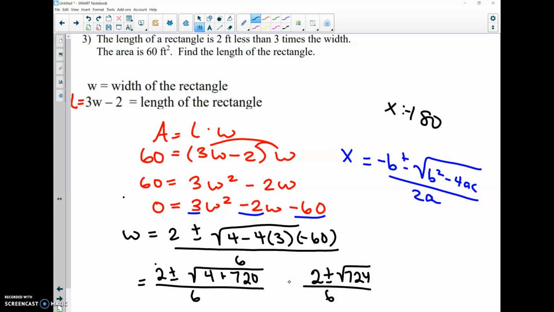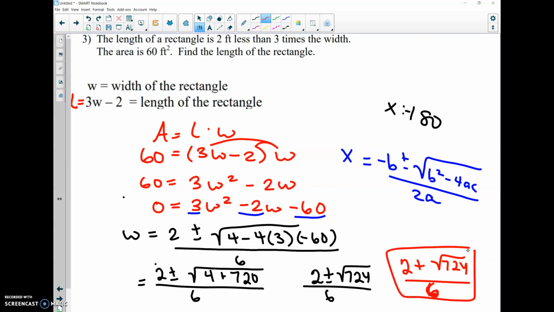The square root of 724 is definitely bigger than 2. So of these two answers, 2 minus the square root of 724 would be a negative number, so we take 2 plus. We can get rid of the answer that has the negative. So 2 plus the square root of 724 all over 6. Yuck, that is not a nice answer, but that is what it is. Alright, that is the width of the rectangle.